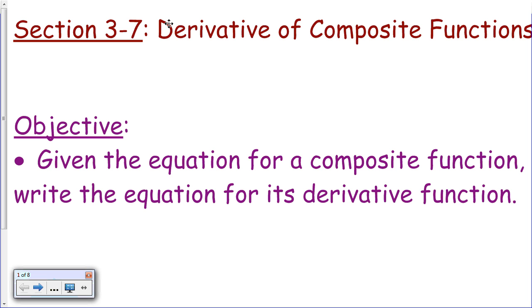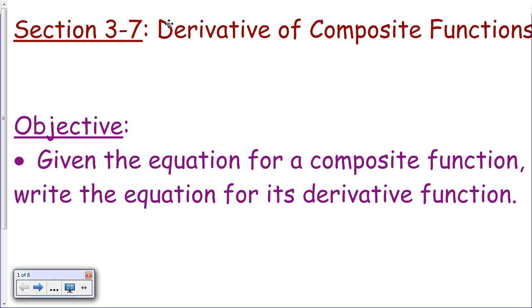We have what we call the power rule, which is the rule for taking the derivative of a power function, thus the name. We have the rule for the derivative of a sum of functions. We have the rule for the derivative of a constant times a function, and we have the rule for the derivative of the constant function. You've already seen those four.